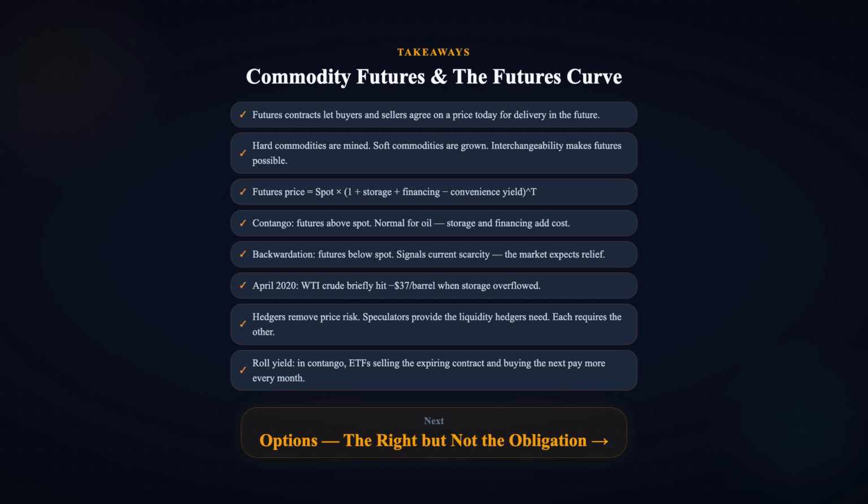Hedgers remove uncertainty. Speculators seek it. Together they create liquid markets. Roll yield is the hidden cost of owning commodity futures through ETFs. In contango, it consistently erodes returns. In the next lesson, we meet the most flexible financial instrument ever invented. Options. The right but never the obligation to trade at a fixed price.